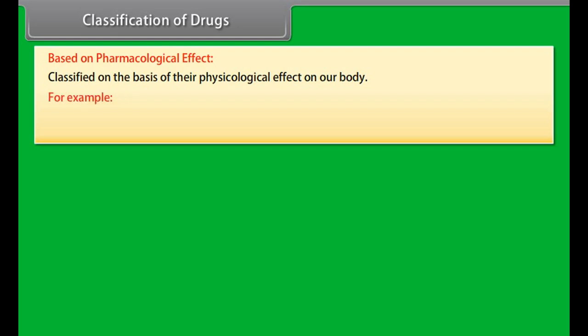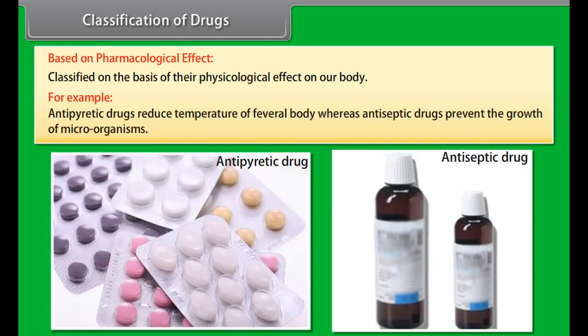Drugs can be classified in several ways. Based on pharmacological effect. Drugs are classified on the basis of their physiological effect on our body. For example, antipyretic drugs reduce temperature of febrile body, whereas antiseptic drugs prevent the growth of microorganisms.